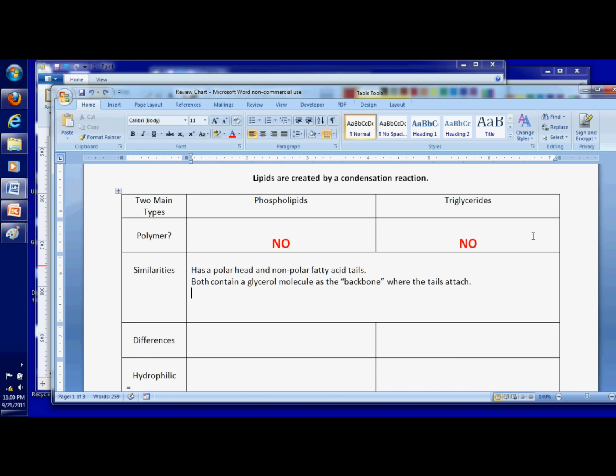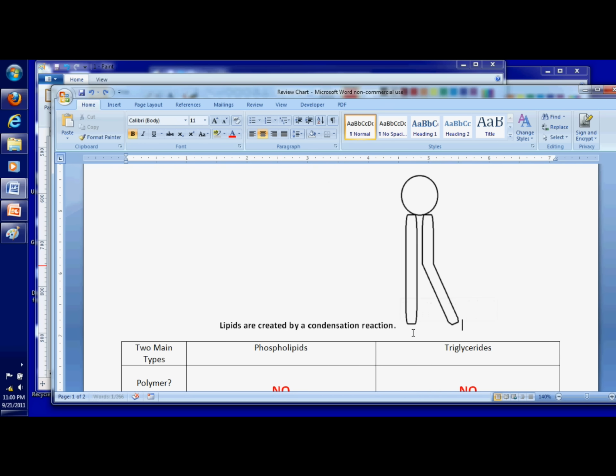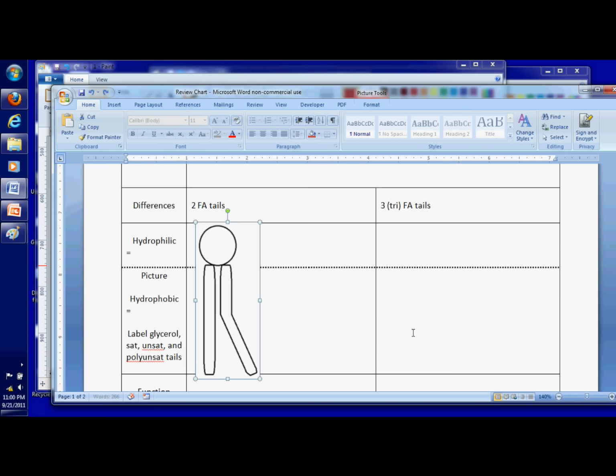Differences, pretty simple. Phospholipids, 2 fatty acid tails. Triglycerides, 3 fatty acid tails. There's your hint. Try 3. Alright, and then I pasted on here a phospholipid. And I'm not going to label these on here, but you should have this on your worksheet.